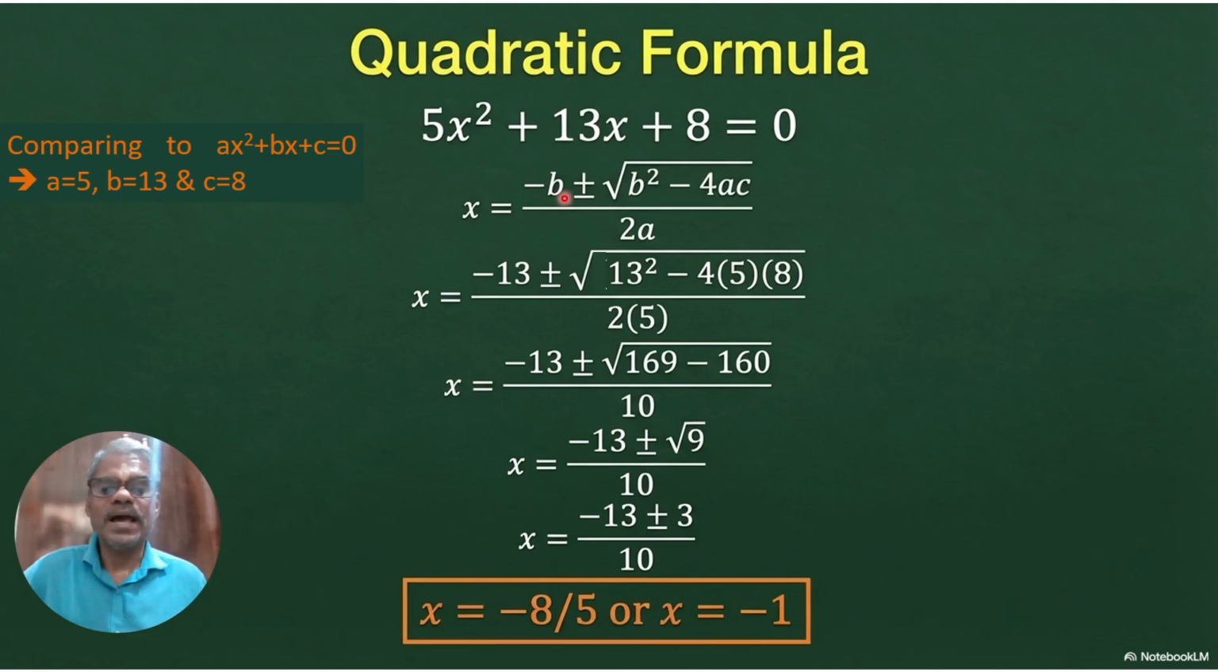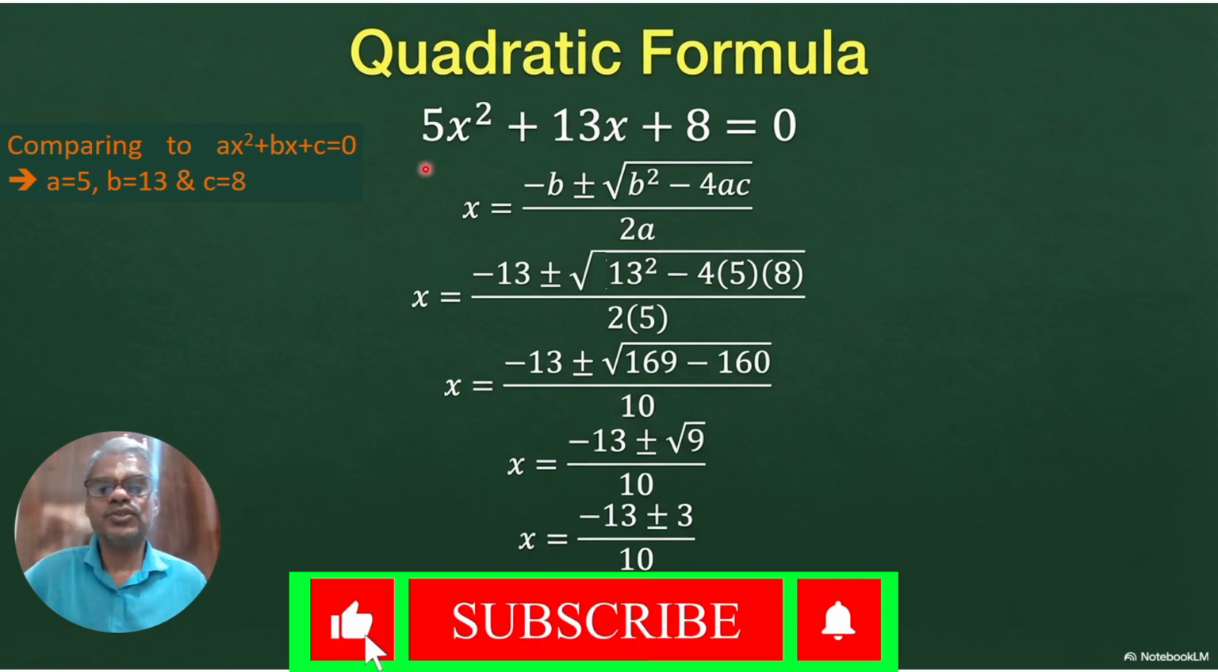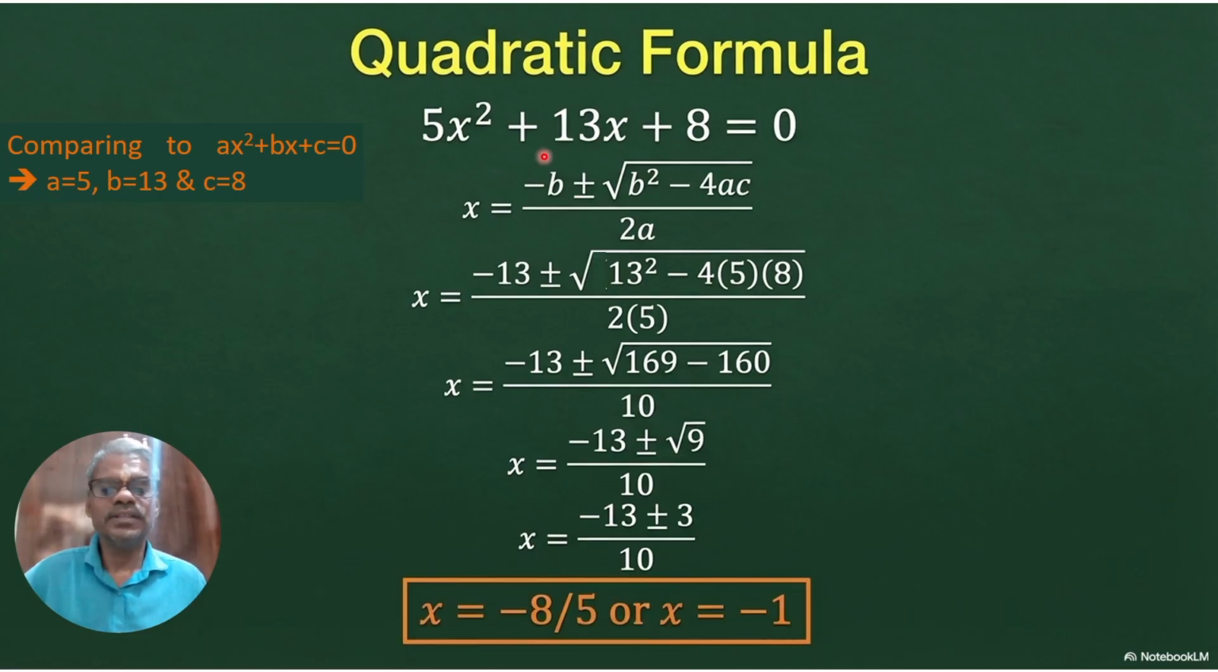The quadratic formula gives the solution in standard form x = (-b ± √(b² - 4ac))/2a. Comparing to ax² + bx + c = 0, we get a = 5, b = 13 and c = 8. Putting these values in this equation, we get x = (-13 ± √(13² - 4 × 5 × 8))/(2 × 5).